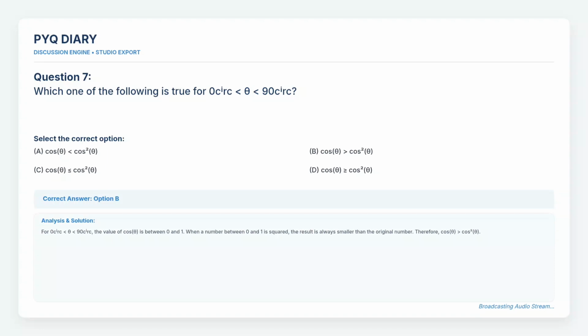Question 7. Which one of the following is true for 0 degrees less than theta less than 90 degrees? The choices are A. Cos theta less than cos squared theta, B. Cos theta greater than cos squared theta, C. Cos theta less than or equal to cos squared theta, and D. Cos theta greater than or equal to cos squared theta. The correct answer is option B. Cos theta greater than cos squared theta.